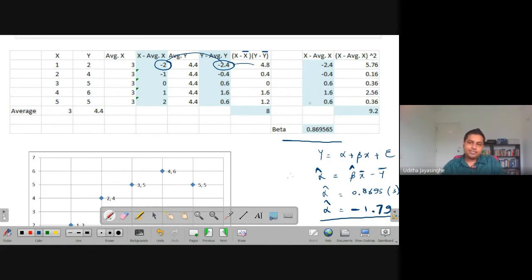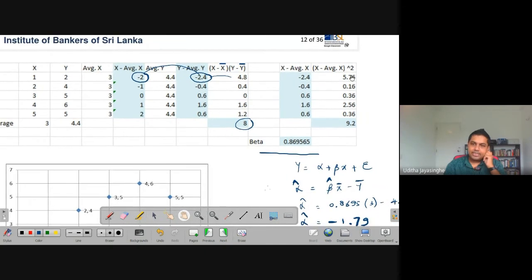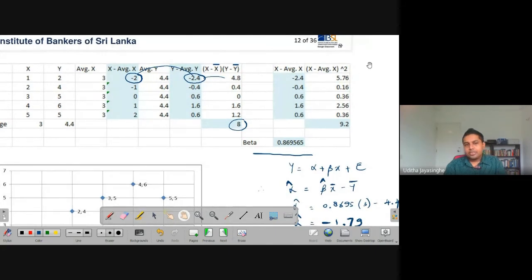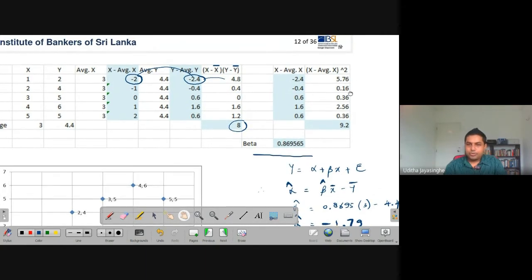Likewise, I got all the different points for x minus x bar and y minus y bar. I'm done with the top part of my equation for beta. And the bottom part, the other one, the variance, is not very difficult. X minus x bar, in fact, what we have calculated already, these values are here, and then I take the square of that. So the squares are going to be whatever I get here, 2.4 squared is 5.76, 0.4 squared. Likewise, this is the bottom part of my equation, 9.2.